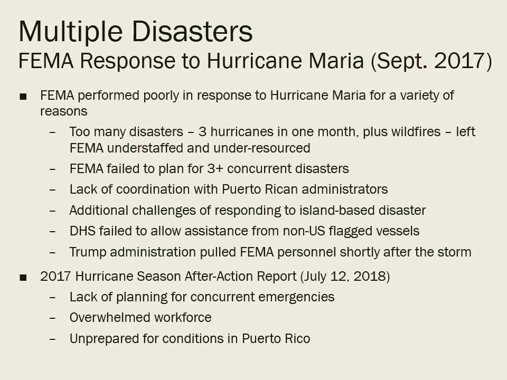So then there was the 2017 hurricane season after action report, and that focused on this lack of planning for concurrent emergencies, concurrent incidents. There was also a GAO audit that noted that FEMA's available workforce was just completely overwhelmed by all of the response needs in August, September of 2017. FEMA's staffers were just not prepared to deal with unfolding conditions, and they weren't physically able to handle the extreme conditions that they found in Puerto Rico.